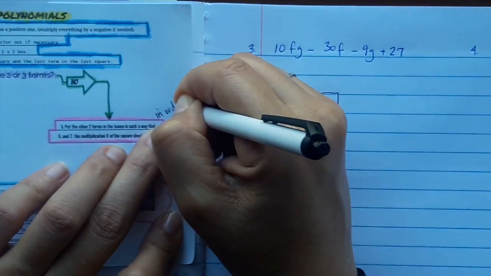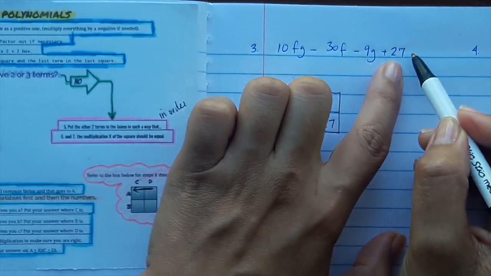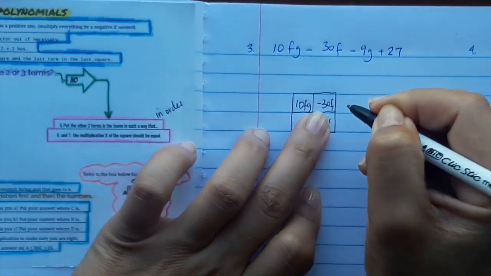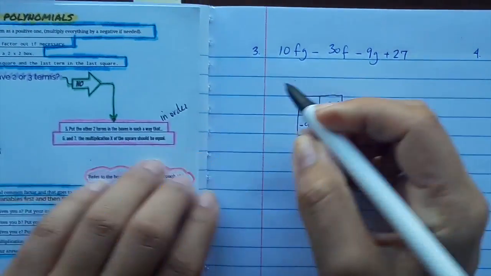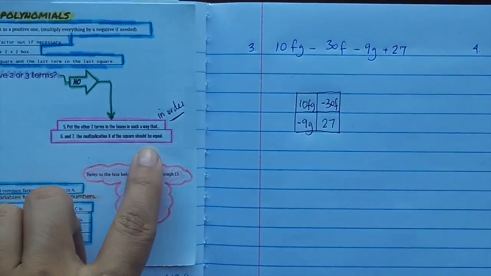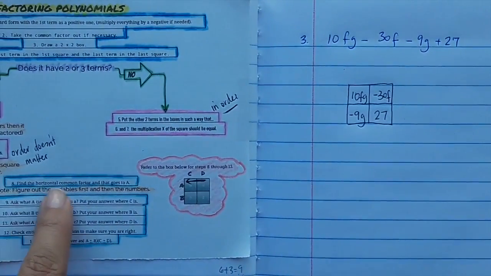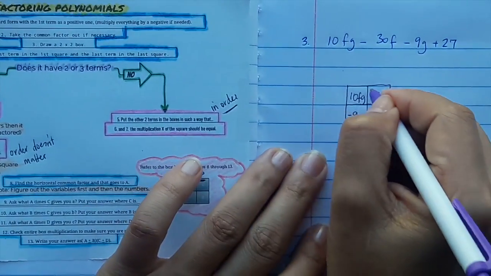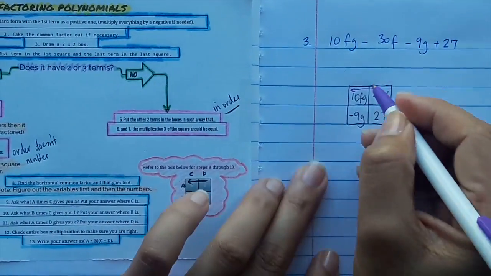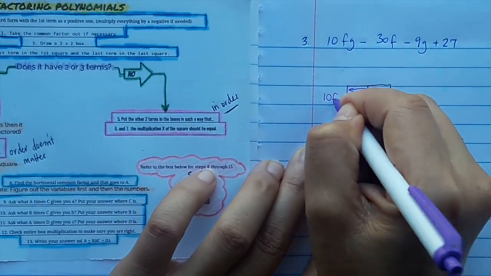So go ahead and write down in order. And so it has to go negative 10FG, then negative 30F, and then negative 9G, and then positive 27. It has to be in order, therefore, terms. And then it's pretty much the same thing that we just did. So take out the horizontal common factor. I see an F in both, and I see a 10 in both.